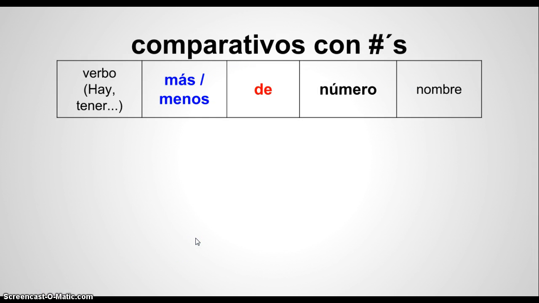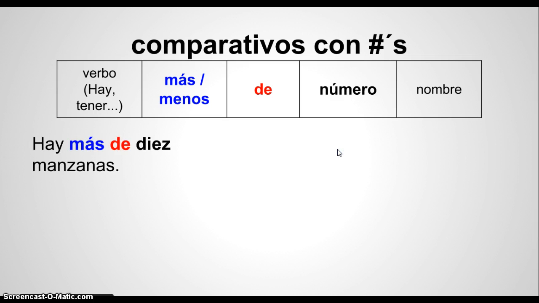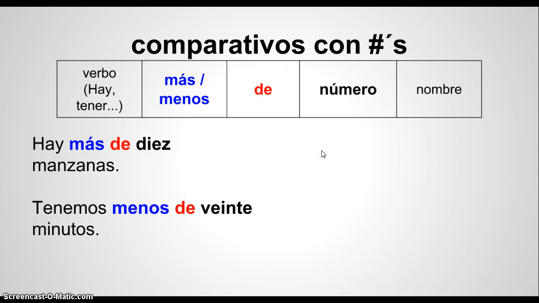And if we use numbers, we're going to start with a verb like tener or hay or something like that. You'll have más or menos, then de. With numbers we use de instead of que. And whatever the number is, and then the noun. So, hay más de 10 manzanas. Or tenemos menos de 20 minutos. Te doy más de la mitad.